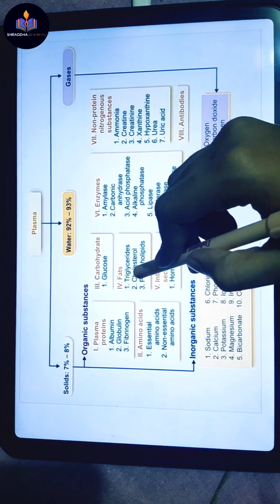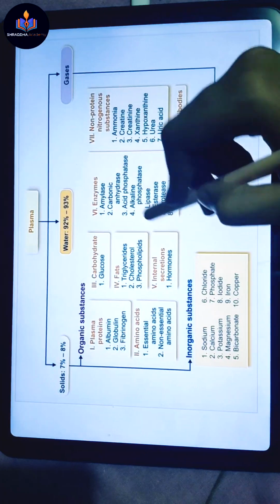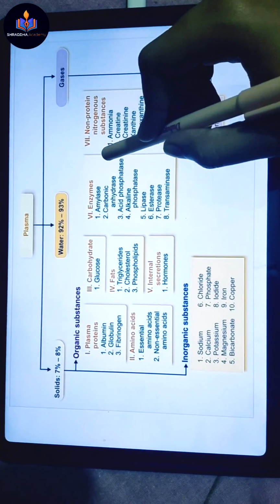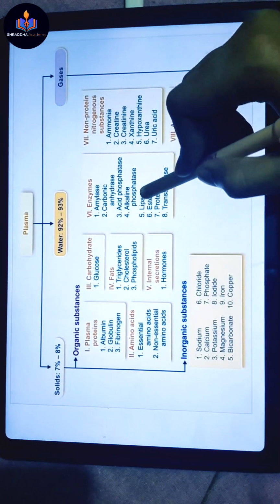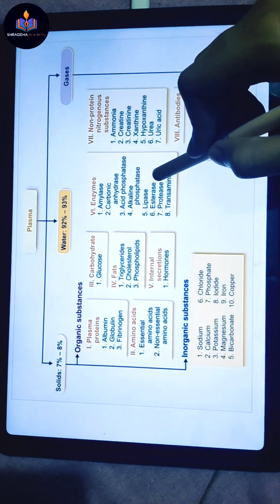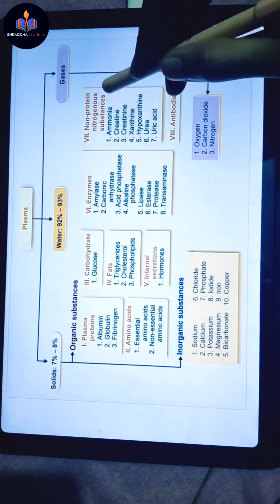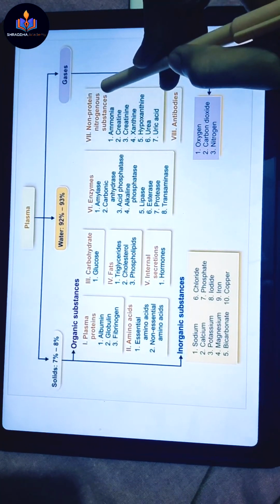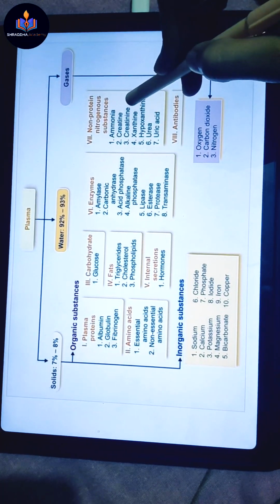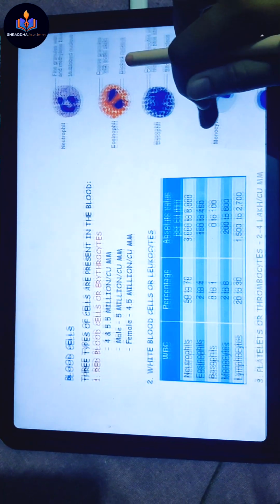In fat, there are triglycerides, cholesterol, and phospholipid. In internal secretions there are hormones. In enzymes there are amylase, carbonic anhydrase, acid phosphatase, alkaline phosphatase, lipase, esterase, and others. In non-protein nitrogenous substances you can get ammonia and citrates. These are some examples; I am not going to read all of them, you can see them easily.